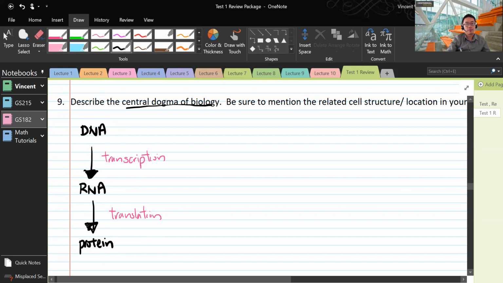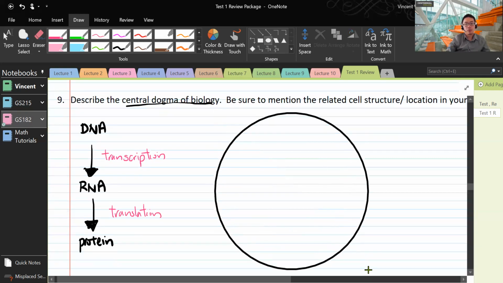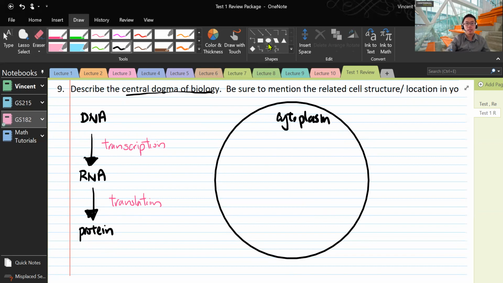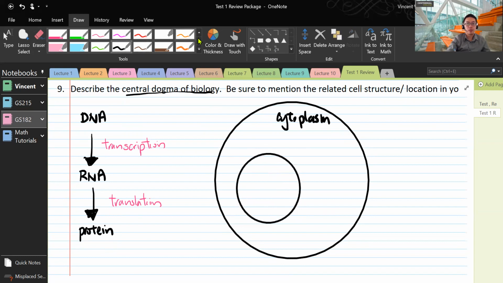Okay. So where does it happen? Well, oops. This is our beautiful cell. This is the cytoplasm. And we will have the nucleus right here.